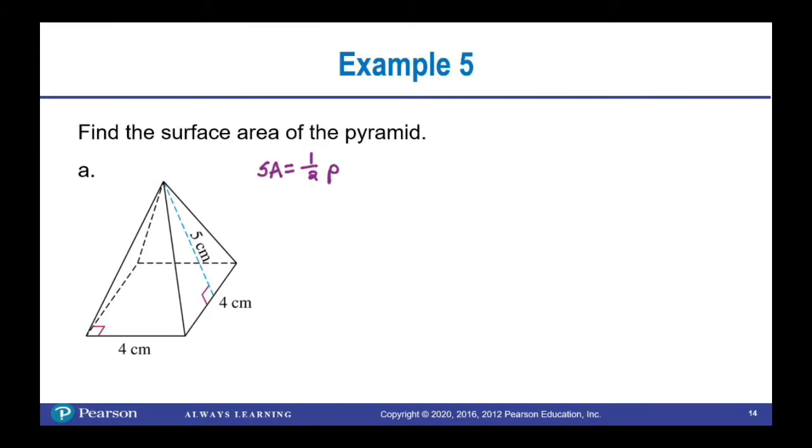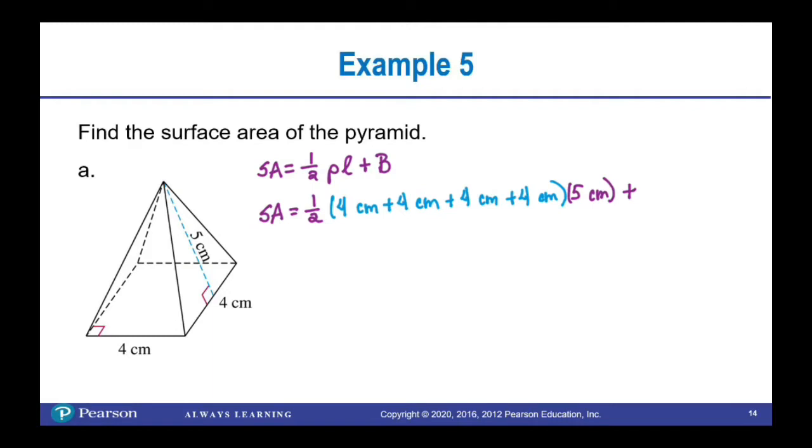Our formula is 1/2 PL plus B. So here, to find our perimeter, we have a square, so I add all four sides of that square: 4 centimeters plus 4 centimeters plus 4 centimeters plus 4 centimeters. And notice our slant height in this example is 5 centimeters. Plus the area of the base. The base is a rectangle. To find the area of a rectangle, we multiply length times width, so that would be 4 centimeters times 4 centimeters.